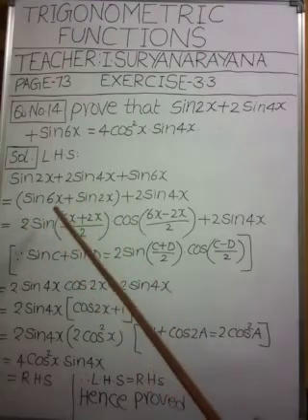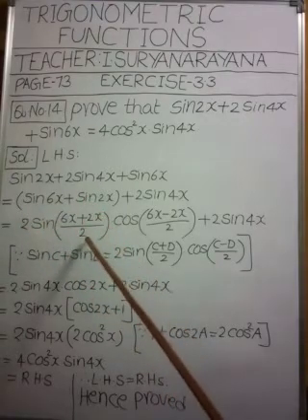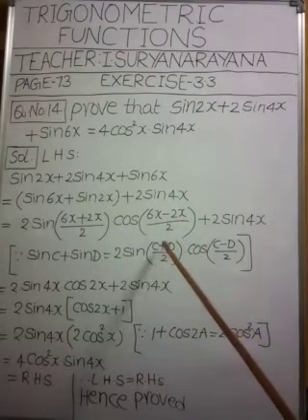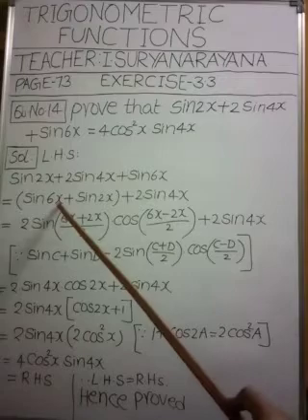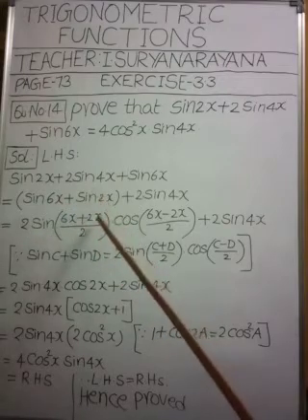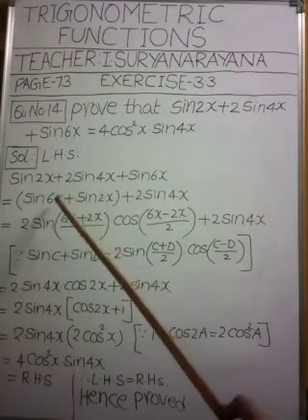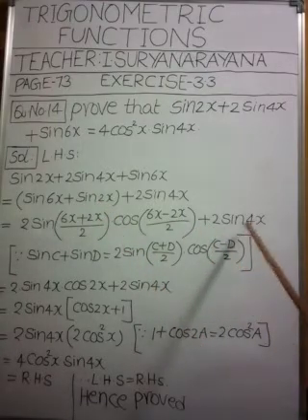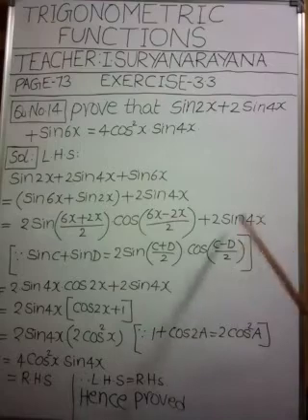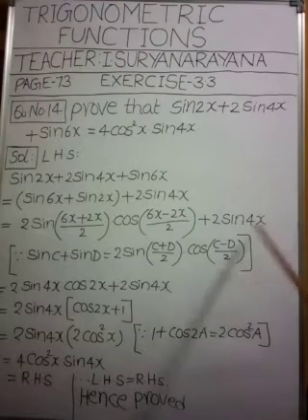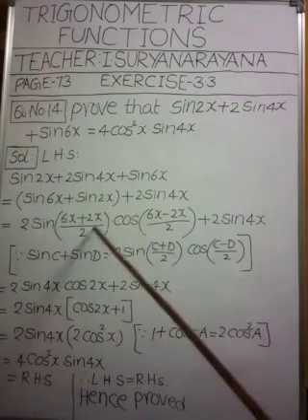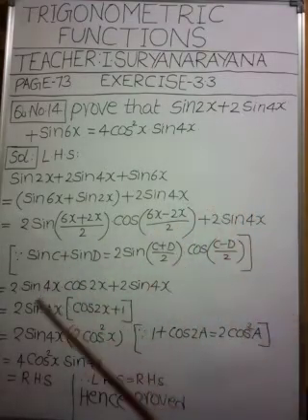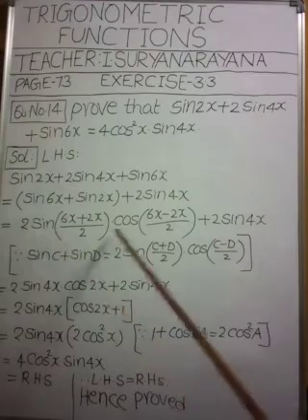So 2 sine (6x plus 2x) by 2 into cos (6x minus 2x) by 2. In this formula we substituted C as 6x and D as 2x. Okay, my children. Plus 2 sine 4x. We write this term separately. Understood this step, my children? By using this transformation formula, we wrote this first term. Understood? Right. That is equal to, now let us simplify this first term.